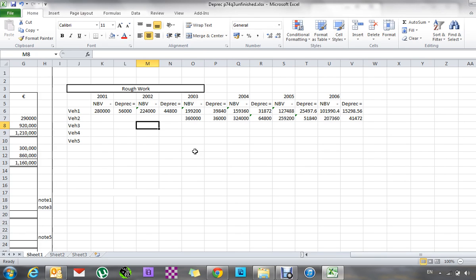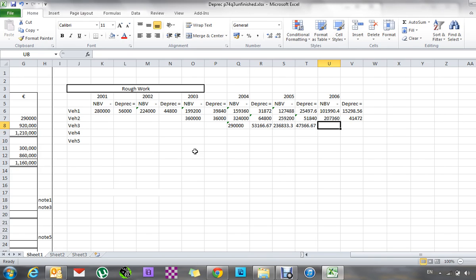Vehicle 3. Vehicle 3 I bought the 1st of 1st 2004 for 290. So my depreciation is going to be that figure times 20%, but I didn't have it for a full year, so I'm multiplying it by the 11 months I had it for that year. So my book value for the following year is that number, take away the depreciation. So there's my book value, I get 20% of that, and that's depreciation for this year.